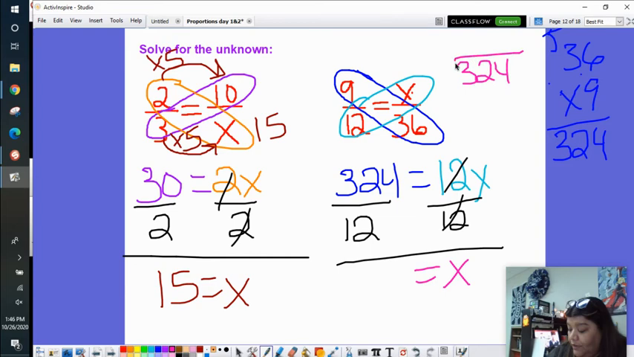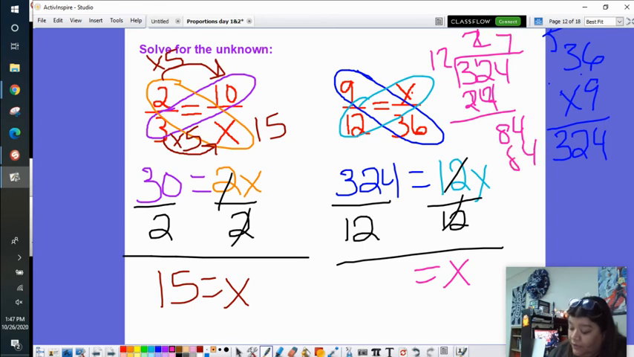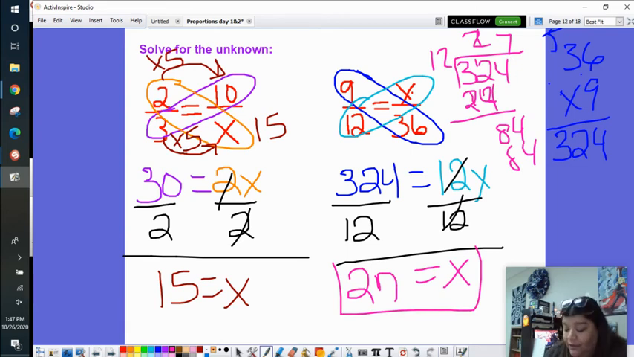324 divided by 12. It goes 1, 2, 24. That's 8, 4. Good. So this is 27. Had you done the shortcut, you could have seen 12 times 3 is 36. Therefore, 9 times 3 is 27. So you can do it either way you want. All right. So hopefully those extra examples helped you there.